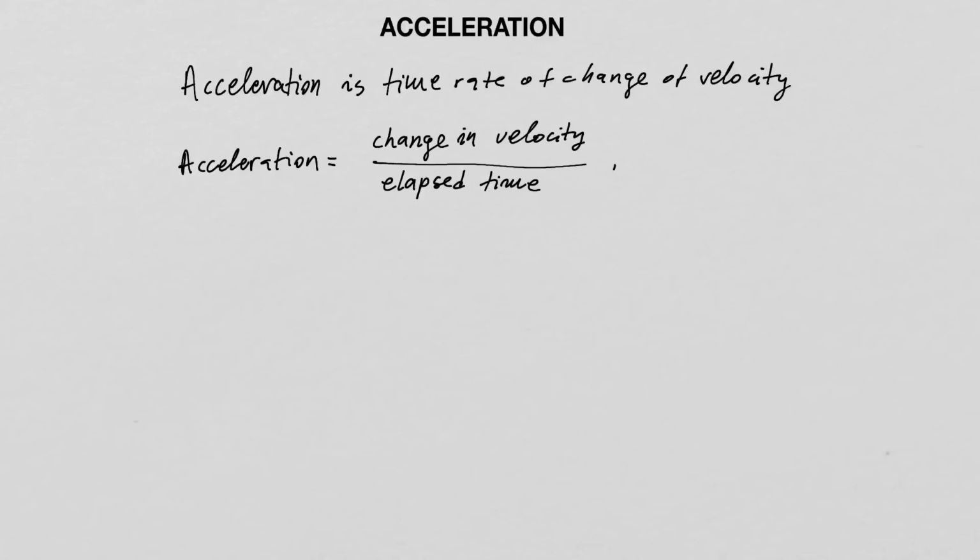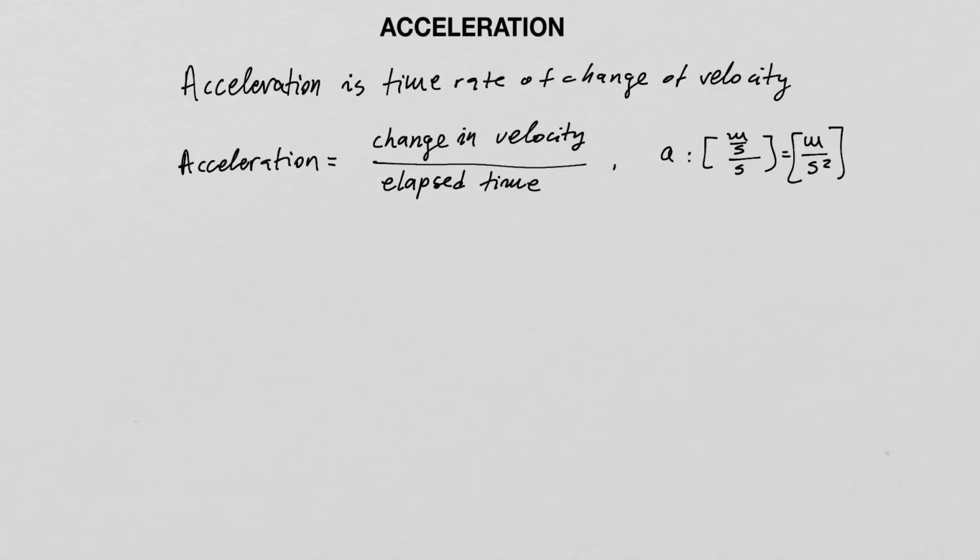The acceleration is labeled with the letter A, and the units for acceleration are the units for velocity, which are meters per second, divided by the unit of time, which is seconds, or this is also written as meters per second squared. Meters per second to the second power.